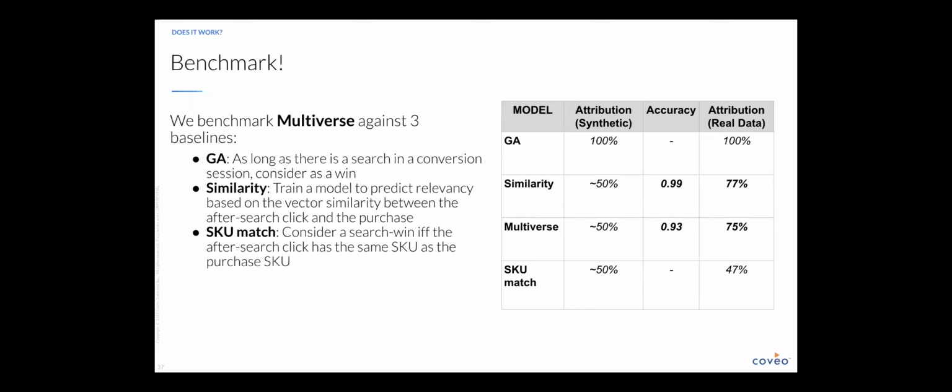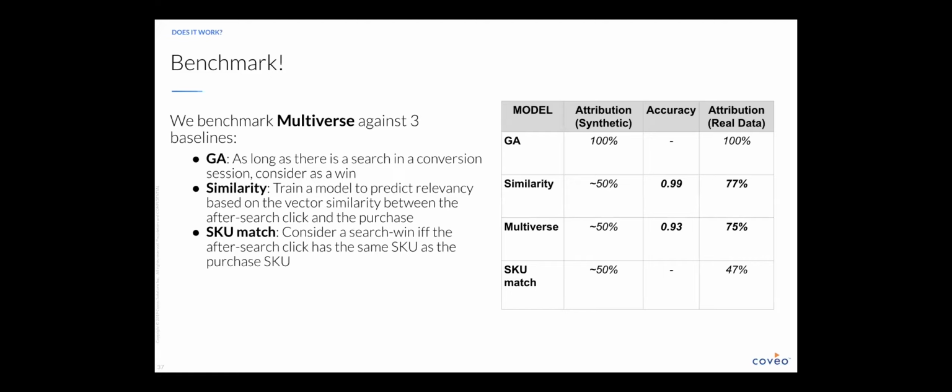So in the real data, of course, Google Analytics says that 100% of search sessions are important for purchases, because again, Google Analytics is made up this way. But if you go on similarity and multiverse, they give you a very, very similar percentage, which is approximately 75%. SKU match is a very, very rigid rule. So when you apply it outside of synthetic data, it gets you a much, much lower attribution value. We believe that SKU match is a good heuristic, but it's way too strict for real use cases.